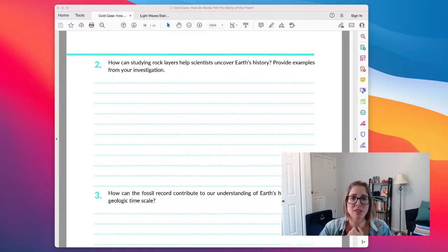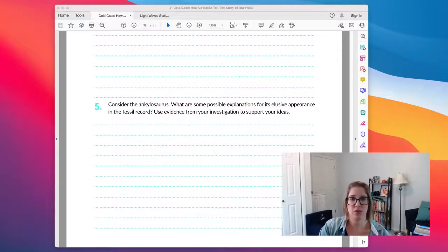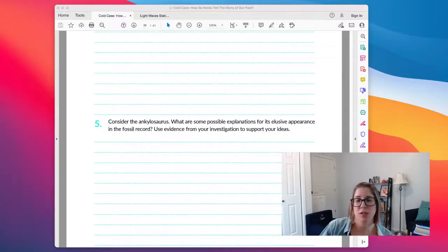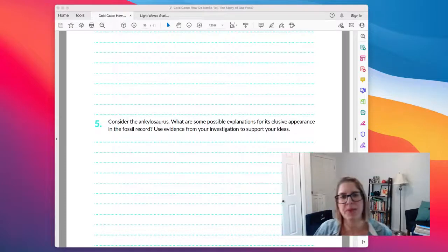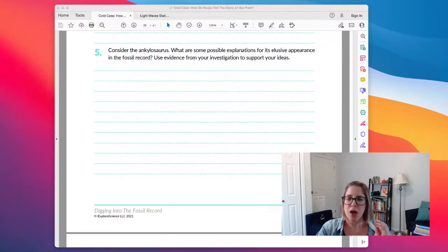So you can see some of these questions are more generic, like how can studying rock layers help scientists uncover Earth's history? But we're looking specifically at examples from the investigation. Show me it. Show me how it can happen. But then we get into, okay, Ankylosaurus. What are some possible explanations? What did happen in this exploration that can help us explain our phenomenon? And then we could take it further and tie back to, okay, so how can we use this information to understand our big anchor phenomenon?